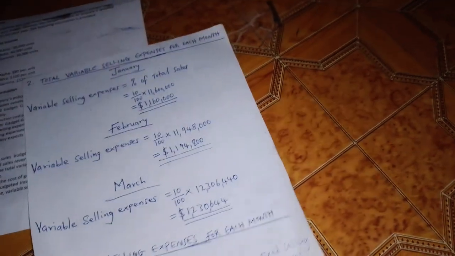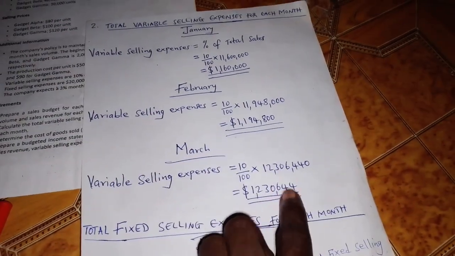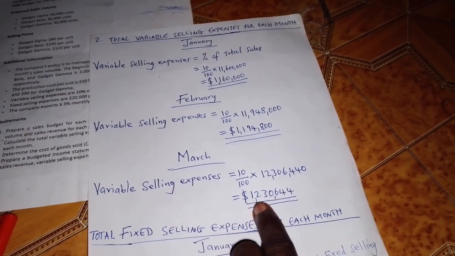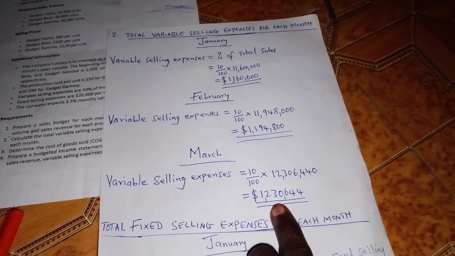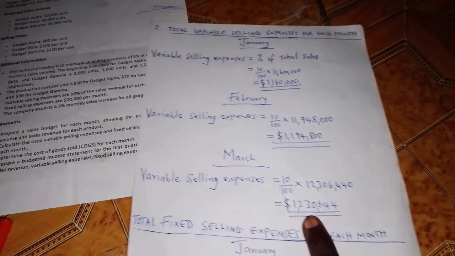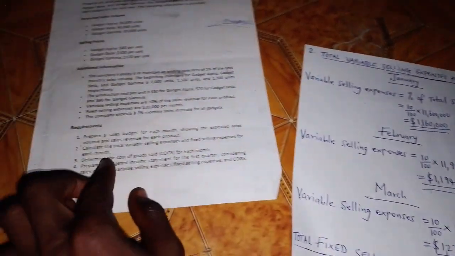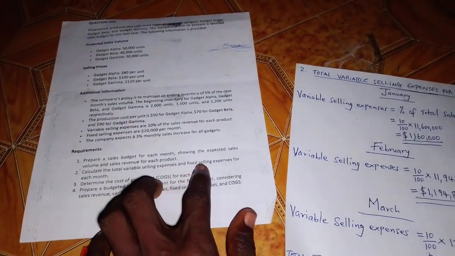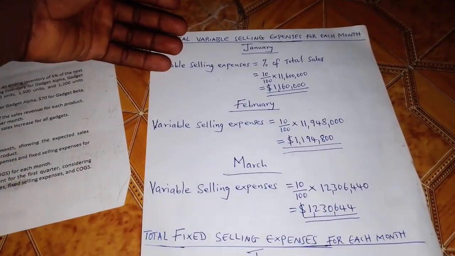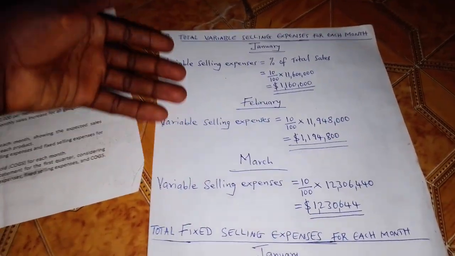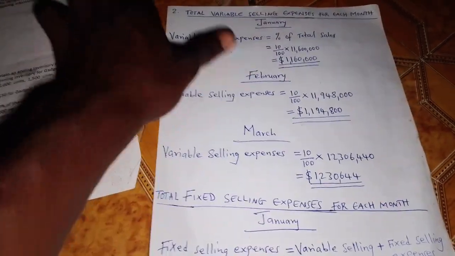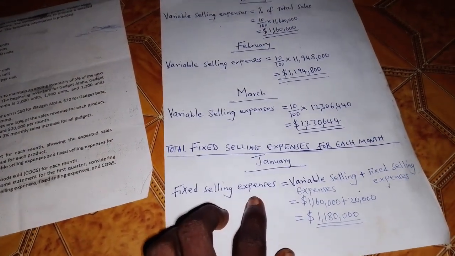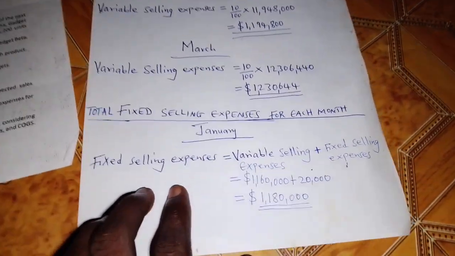$12,306,440 is what we indicate here again. So when we indicate it here and multiply it, it gives us this amount as our variable selling expenses for March. Remember, the requirement says let's find the total variable selling expenses and the fixed selling expenses. So we have found the total variable selling expenses. For us to determine the total fixed selling expenses, let's look at it.